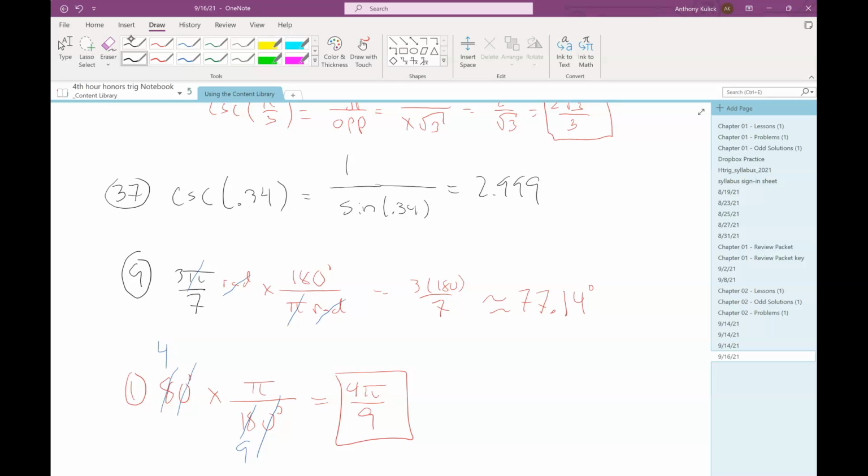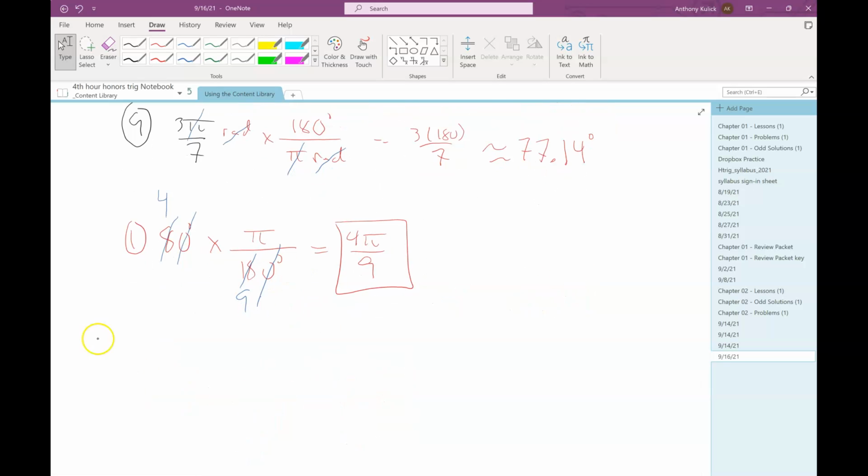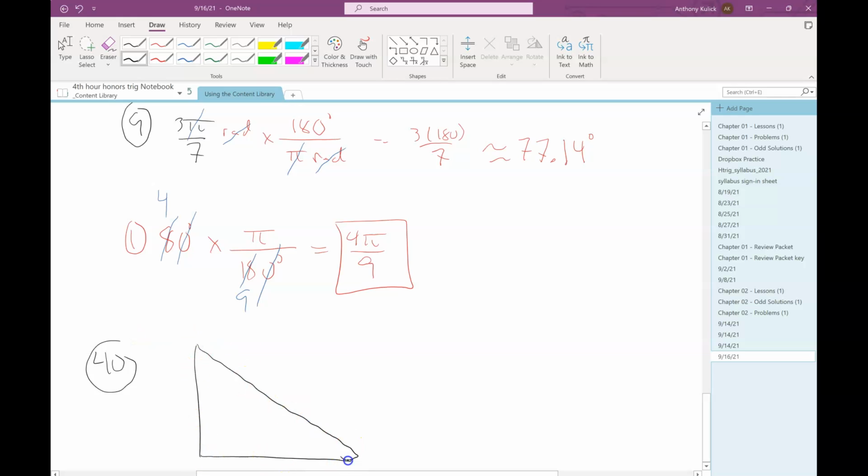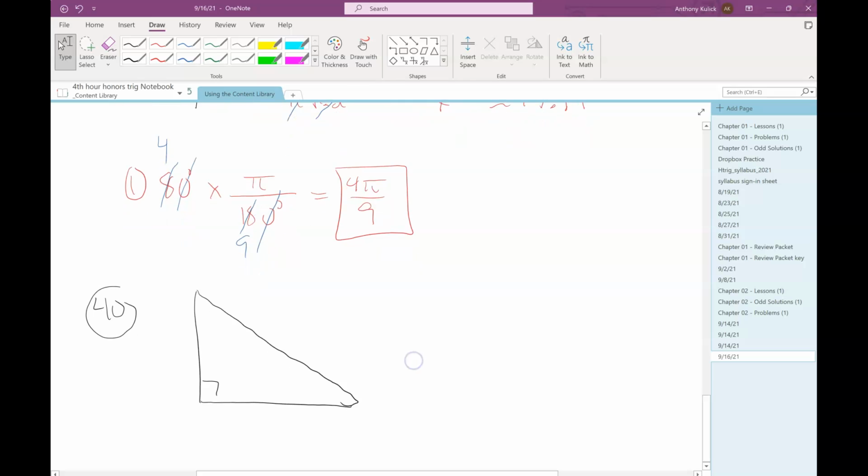Drake, you had your hand up? Could you do numbers 40 and 42 if that's not finished? Yeah, sure. So 40, we have the right triangle, and we're given some information about it. So I'm going to write in the information that we've been given and what we're looking for. Cool with that? Yep. Okay.